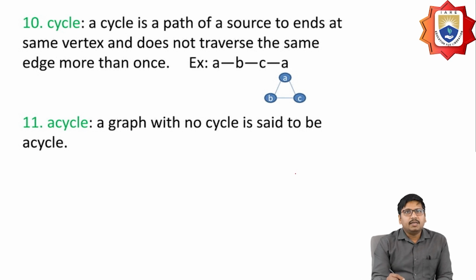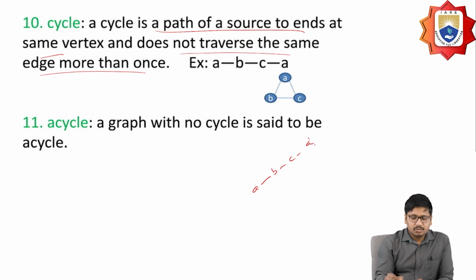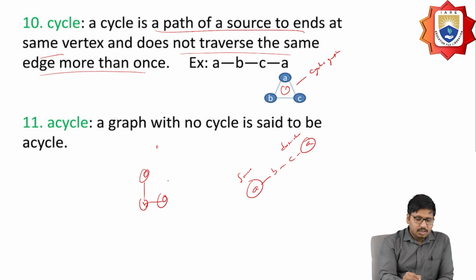And the next one, cycle. A cycle is nothing but a path from the source that ends at the same vertex and does not traverse the same edge more than once. Suppose I'm going to reach from A to A, so A to B, B to C, and then C to A. The source and destination should be the same here. A graph which contains a cycle is called a cyclic graph. And similarly, a graph which does not contain a cycle should be called an acyclic graph.